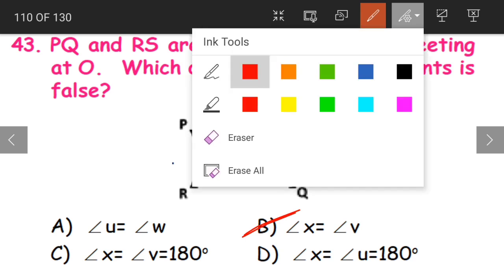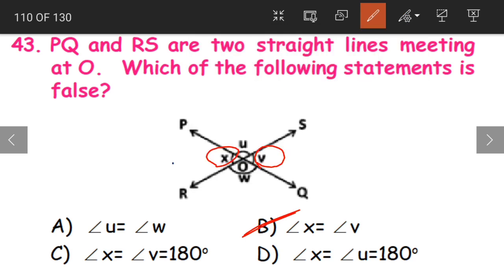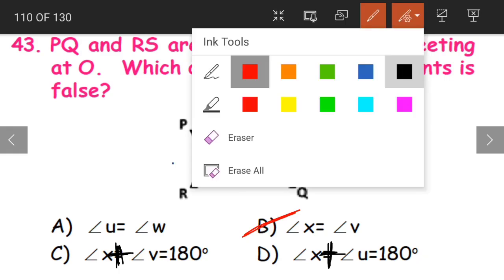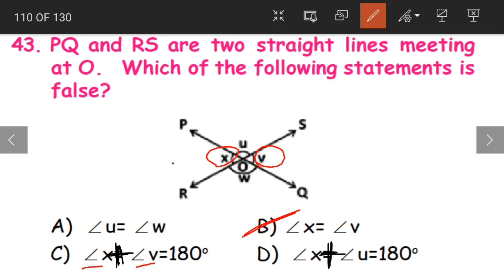Now coming to options C and D, there is a little bit of a typing mistake. Here it's plus. Okay, now let us see. Angle X plus angle V is equal to 180 degrees. We do not know the values of angle X and angle V. They are saying that these two angles are equal to 180 degrees. This is false, children. Statement C is false.